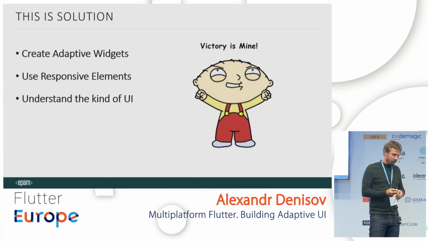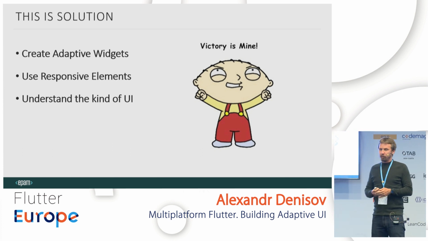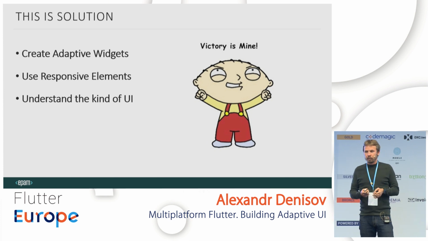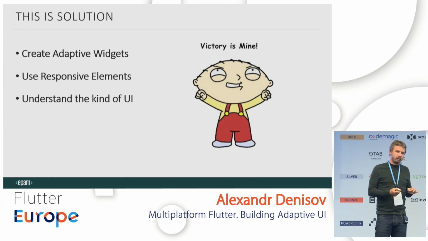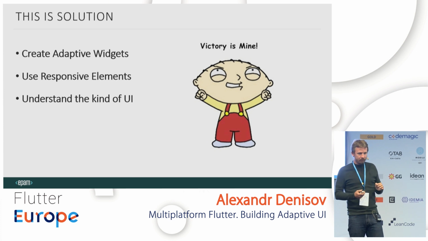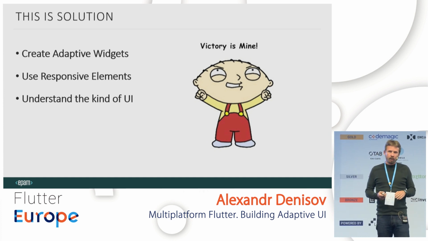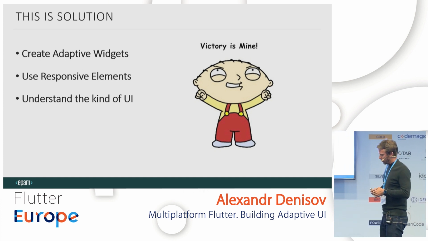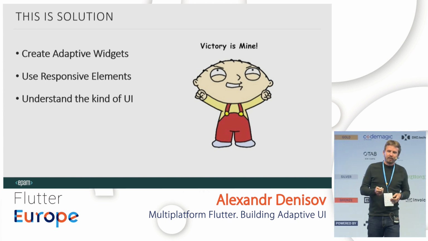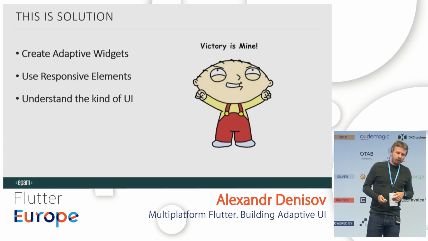It's time to summarize results and make conclusions. If you want to make your UI adaptive, you just need to follow three rules. Create your widgets as platform adaptive. Use responsive UI elements for it. And third rule, don't forget about active and passive UI if you need it, so you can understand where is TV and where is desktop.